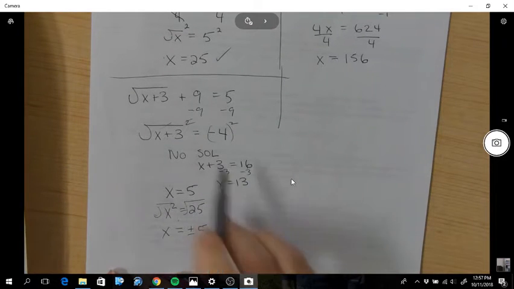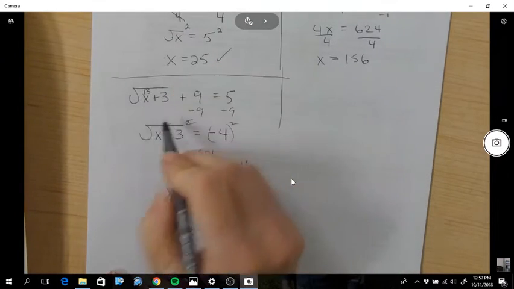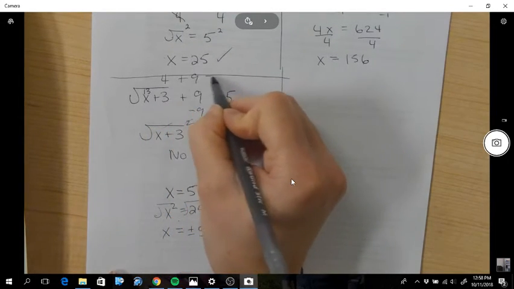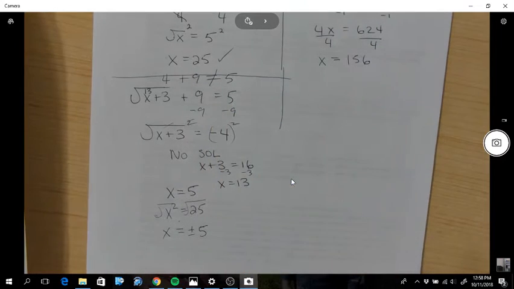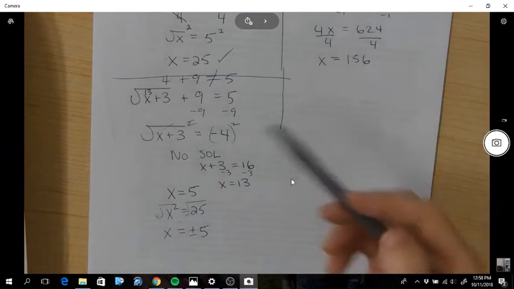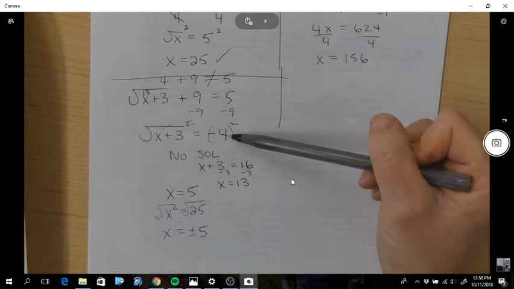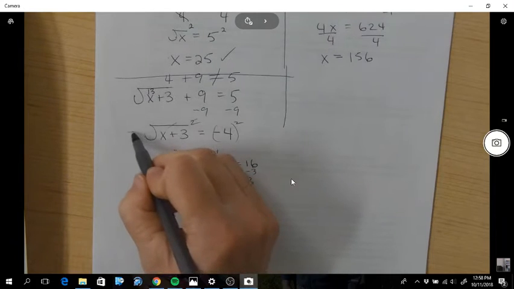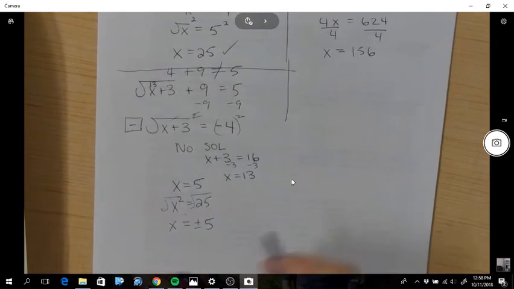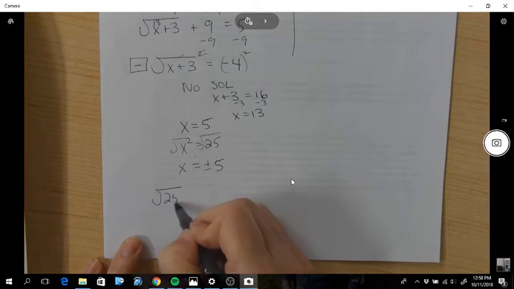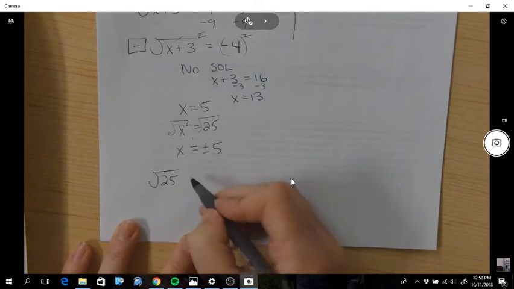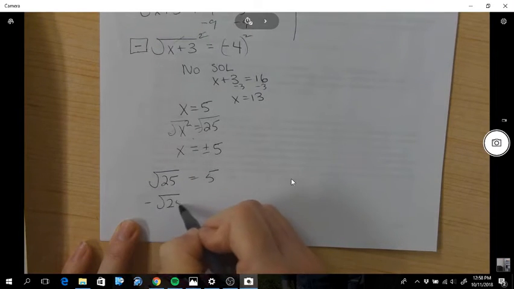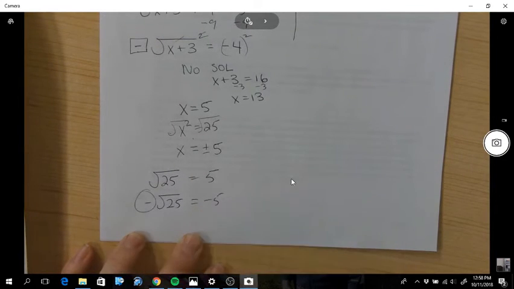When you plug 13 in, you get the square root of 16, which is 4. 4 plus 9 does not equal 5. Okay, so we can't have these roots equaling a negative number because in order for it to equal a negative number, you would have to have a negative out front. So if I have this, okay, this solution is 5. If you wanted a negative 5, you would have to apply the negative out front.